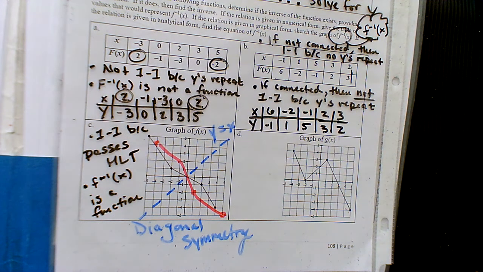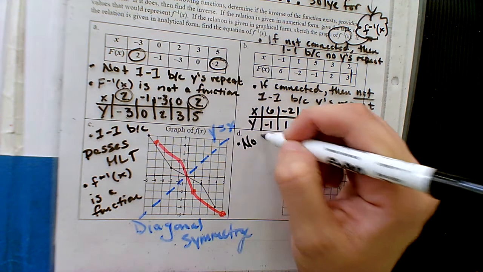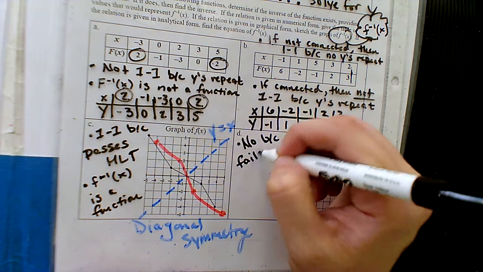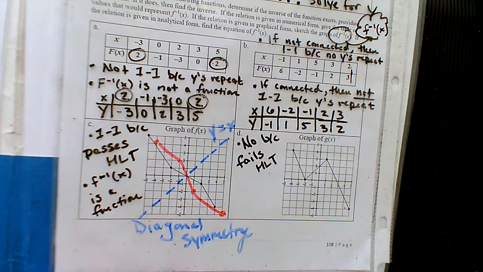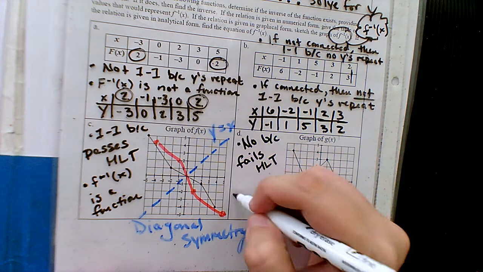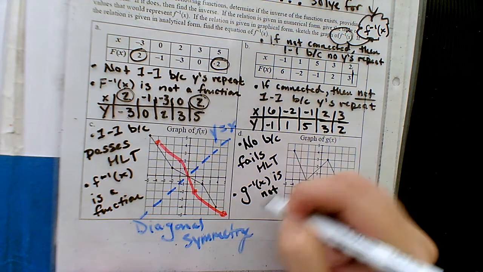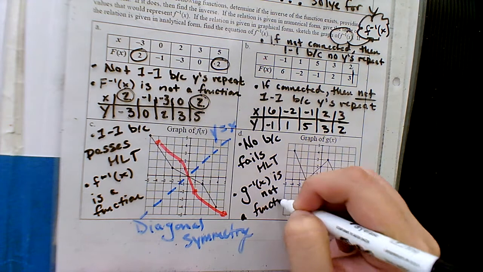Let's try another graph one. Is the next graph 1 to 1? No, because it fails the horizontal line test. So if it's not 1 to 1, we know the inverse is not a function.